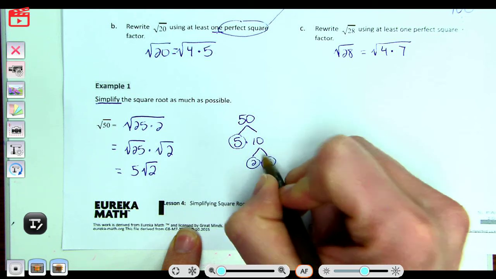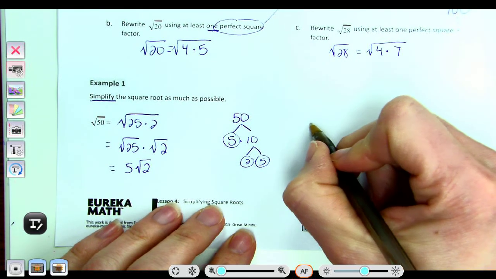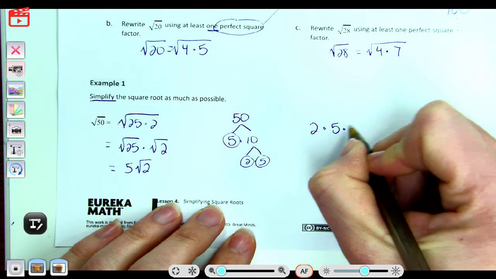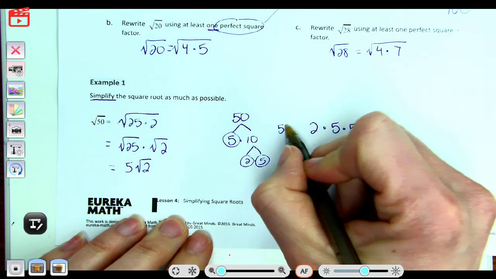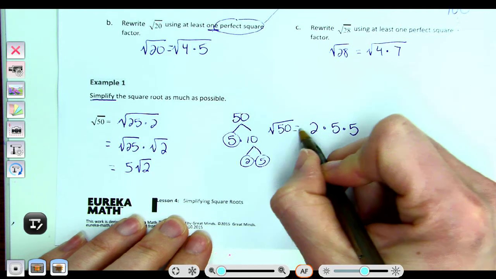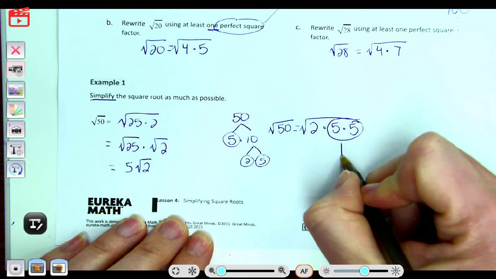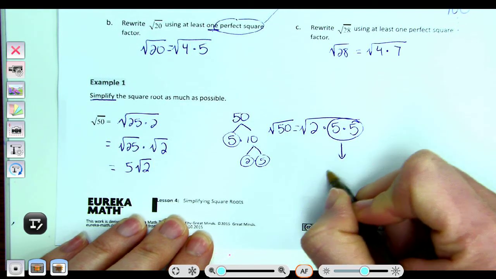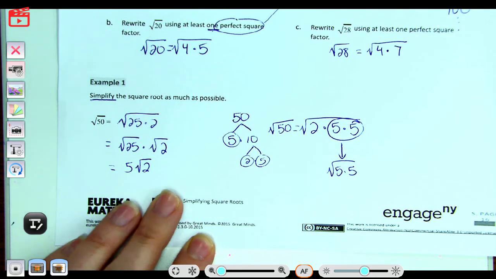Prime number, prime number. So what you do then is you write all the factors in order, and you look for doubles. Here's what I mean. Basically what I'm doing here is I'm taking the square root of both of these. Where you see a double, this is like saying it's the square root of 5 times 5. We'll come up here.